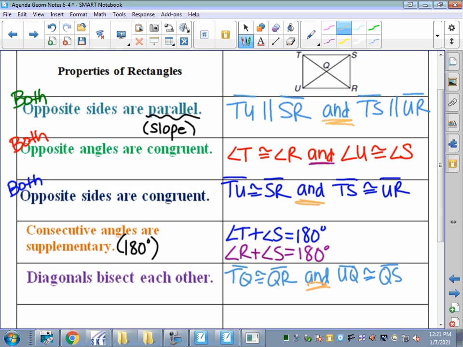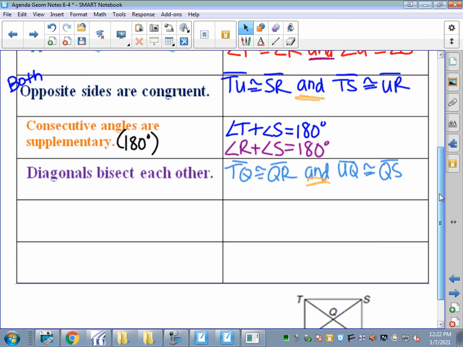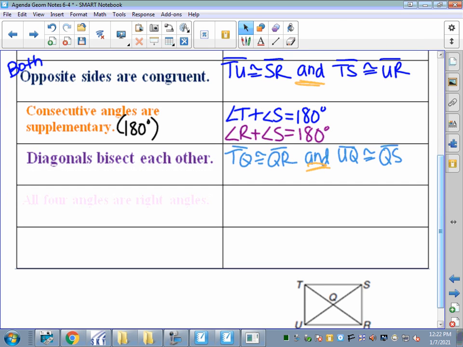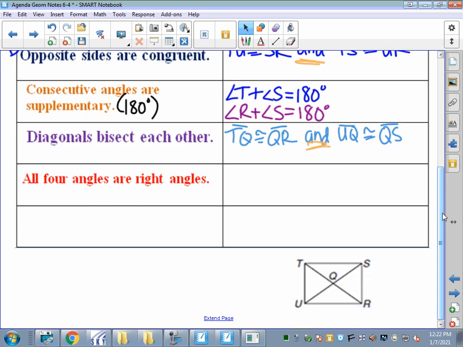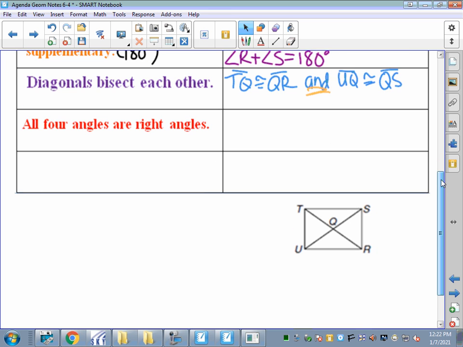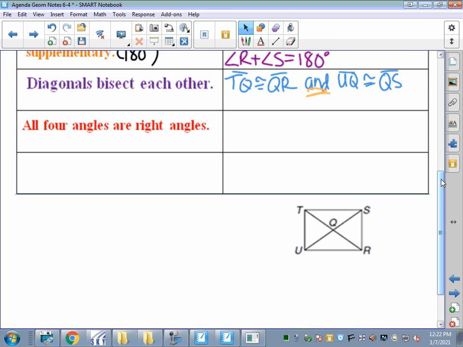And let's see. This one is the duh moment. So when we're talking about the opposite angles are congruent, both pairs, or the consecutive angles are supplementary, if it's a rectangle, you know something already. You know that all 4 angles are right angles.